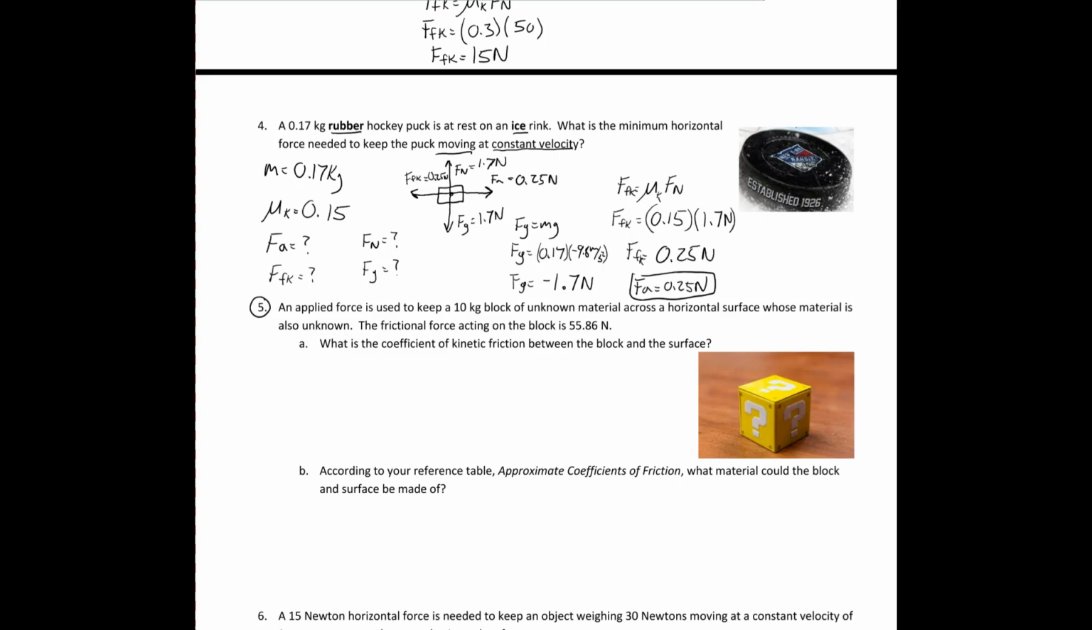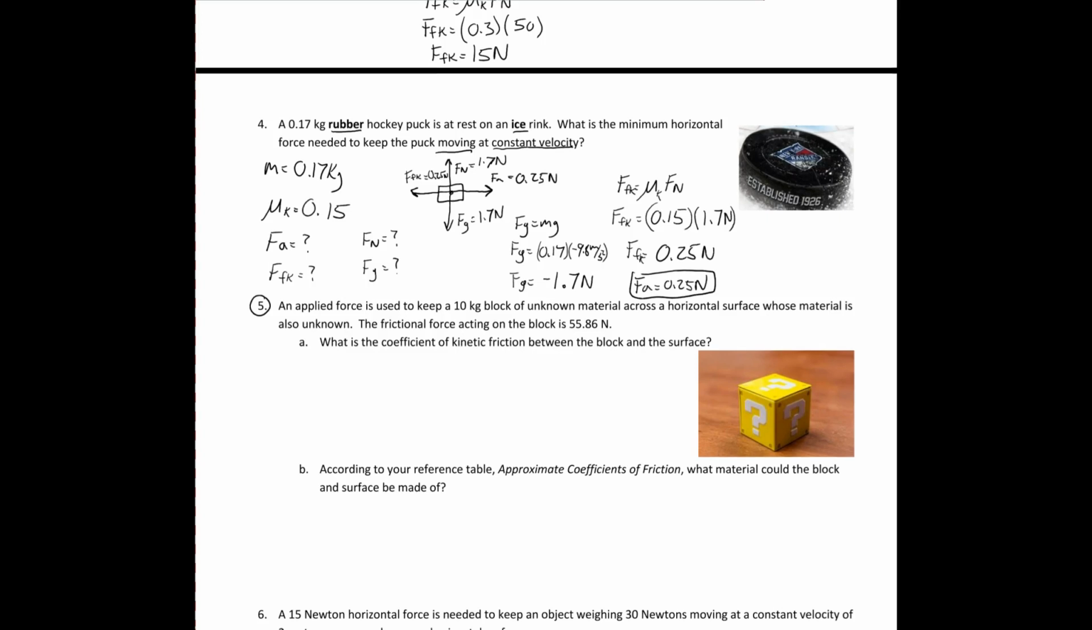Okay, number 5. An applied force is used to keep a 10 kilogram block of unknown material moving across a horizontal surface whose material is also unknown. The frictional force acting on the block is 55.86 newtons. What is the coefficient of kinetic friction between the block and the surface? Interesting. So they don't tell you it's wood on wood. They don't tell you it's copper on steel. They're looking for the coefficient of kinetic friction, technically, because you're moving.